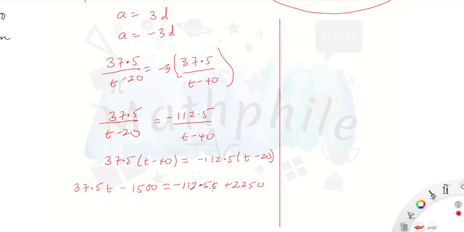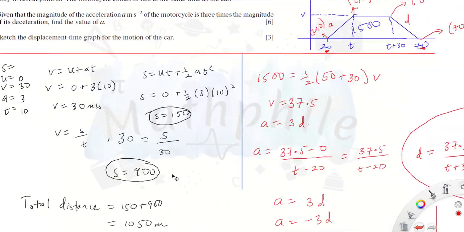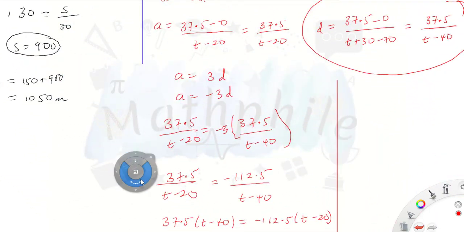Let's group like terms. That's 7.5 plus 112.5, this should be 150. So 150t should be equal to 2,250 plus 1,500. This should be 3,750. Dividing both sides by 150 should be 25. So the time is 25. So at this time, the acceleration is 3 times the deceleration. But the question never said we should find time. The question told us to find acceleration. So let's find the value of A.